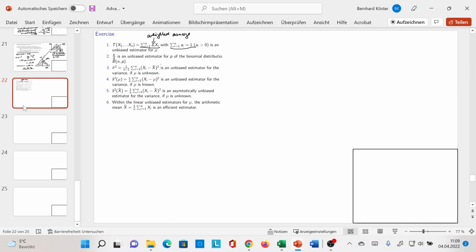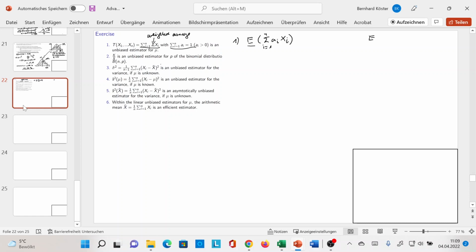And now we want to see if such an estimator is, so to speak, a good estimator. Is it unbiased? And therefore we just put in the expected value of the sum i from 1 to n of a_i times x_i. And what we use now are the properties of our expectation value operator.